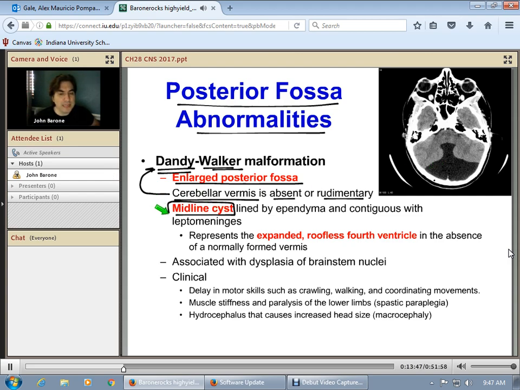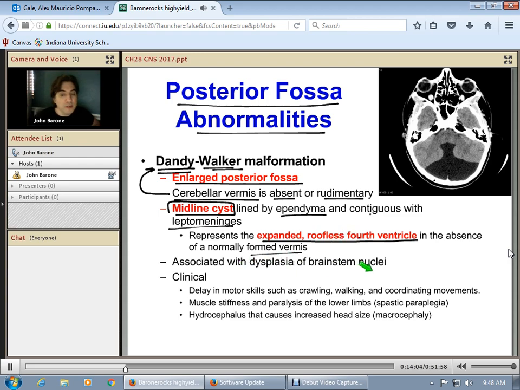It looks like a midline cyst. It's lined by ependyma. It's contiguous with the leptomeninges, and it represents an expanded, roofless fourth ventricle. Yeah, because you didn't form the vermis. So there's no roof to the fourth ventricle. The fourth ventricle is huge. It's a big cystic space now.